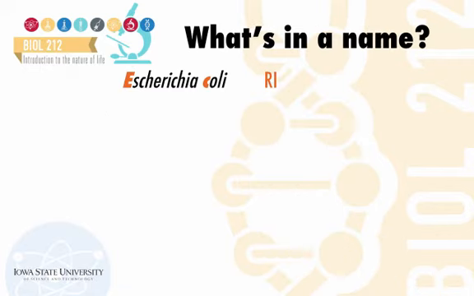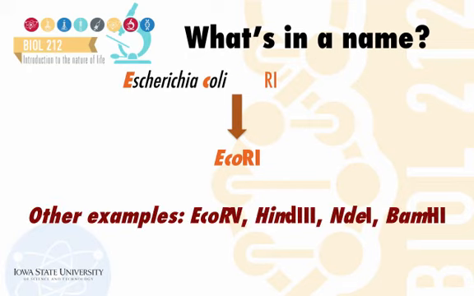Now you must be wondering why the enzyme has such a strange name. Well, that's because the first 3 letters in its name are derived from the name of the bacterial species the enzyme was isolated from, which in this case is Escherichia coli. The remaining letters or Roman numerals indicate the specific strain number of the bacteria. Other examples of restriction enzymes include EcoRV, HindIII, NdeI, BamHI.